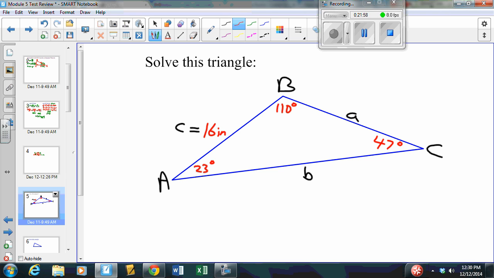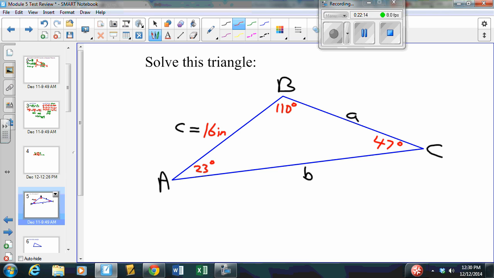So, do you see why if you're given two angles, you can always find the third angle, and therefore you have one side, so you're always going to have a pair of opposites. And so that's why you can use the law of sines anytime you're given two angles and a side. Okay, because you can always get opposites.